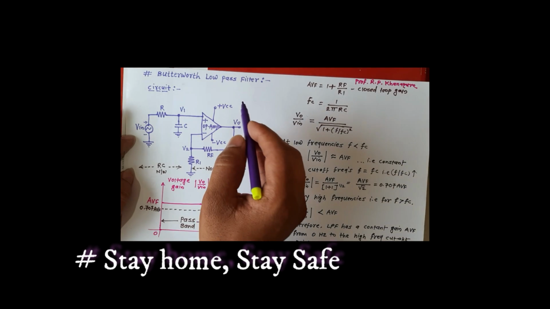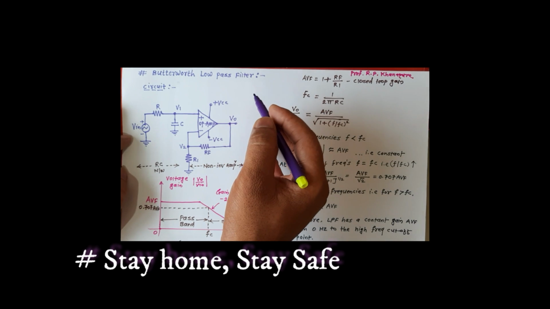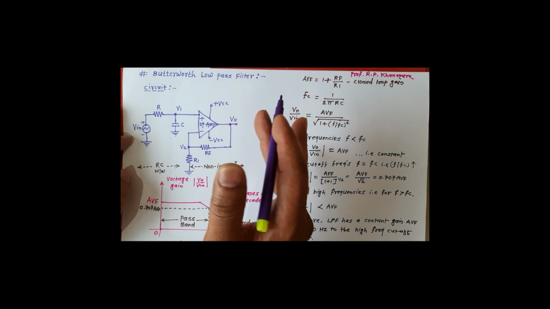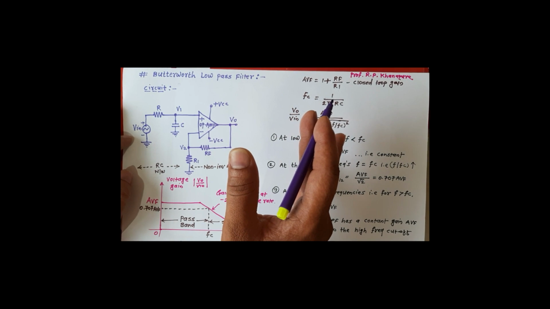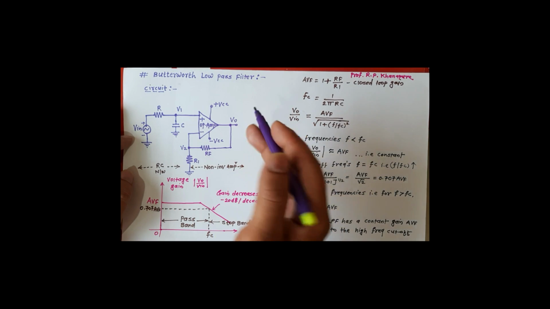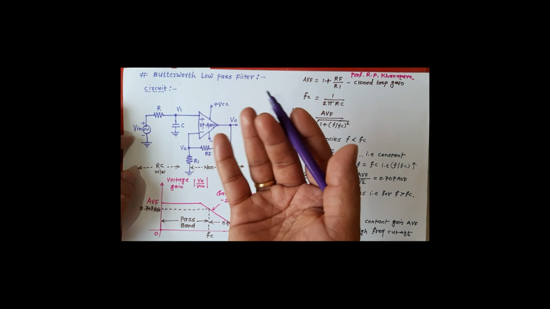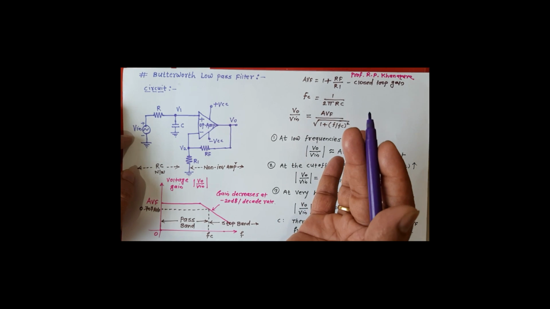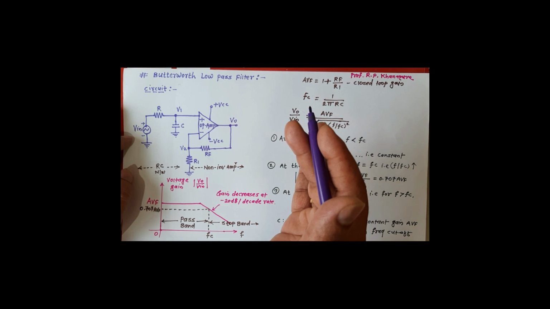So first, what is a low pass filter? A low pass filter is a filter which passes low frequency and blocks or attenuates higher frequency. That is why it is called a low pass filter. Whereas a high pass filter blocks low frequency and passes high frequency. High pass means it will pass high frequency, and low pass means it will pass low frequency.